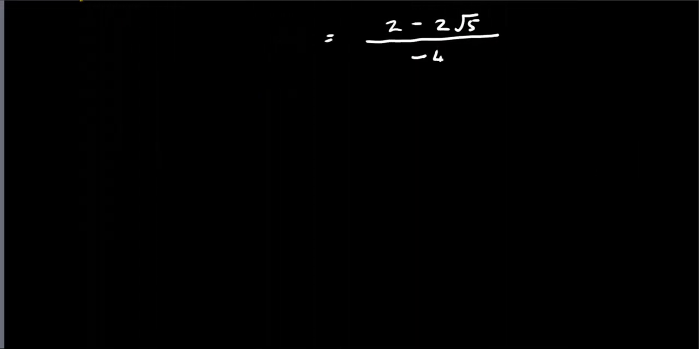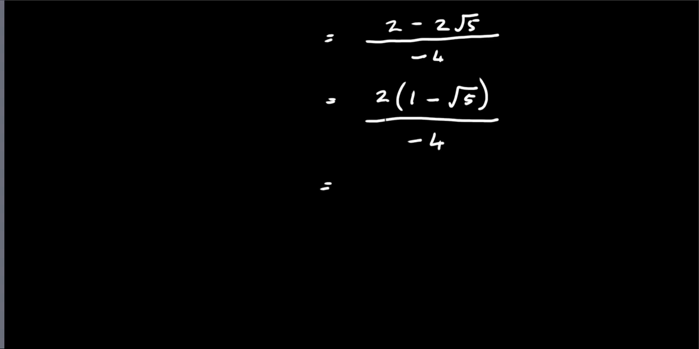Now you may have spotted here that on the top, we've got a common factor here and here of 2. So we can take 2 outside the bracket here. 2 times 1 will give me 2. 2 times minus root 5 will give me minus 2 root 5. So I've just factorized this using the common factor method. On the bottom, I've got minus 4.